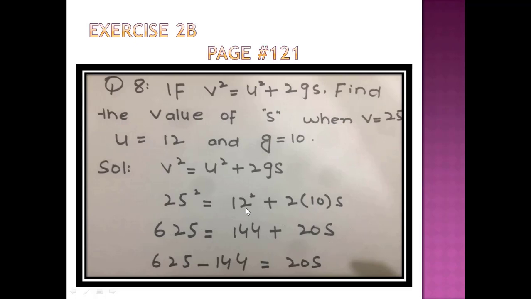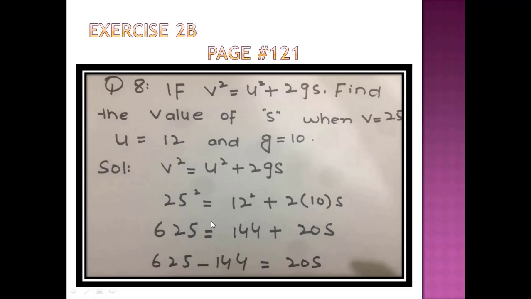Same here, 12 square means 12 two times. 12 multiplied with 12, so we get what? 144 plus 2 multiplied with 10s. Here we don't have any sign, so this bracket means multiplication. 2 multiplied with 10, then we get what? 20. Now here we have a constant on this side and here as well, so we combine our constants.